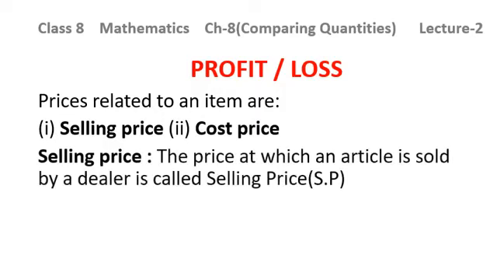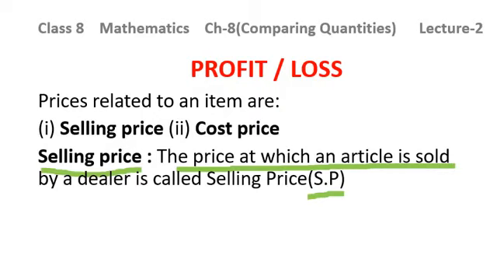Selling price is the price at which an article is sold by a dealer. What do you mean by selling price? As the name indicates, the price at which an article is sold by a dealer is called the selling price, or SP. In short, we can write it as SP.